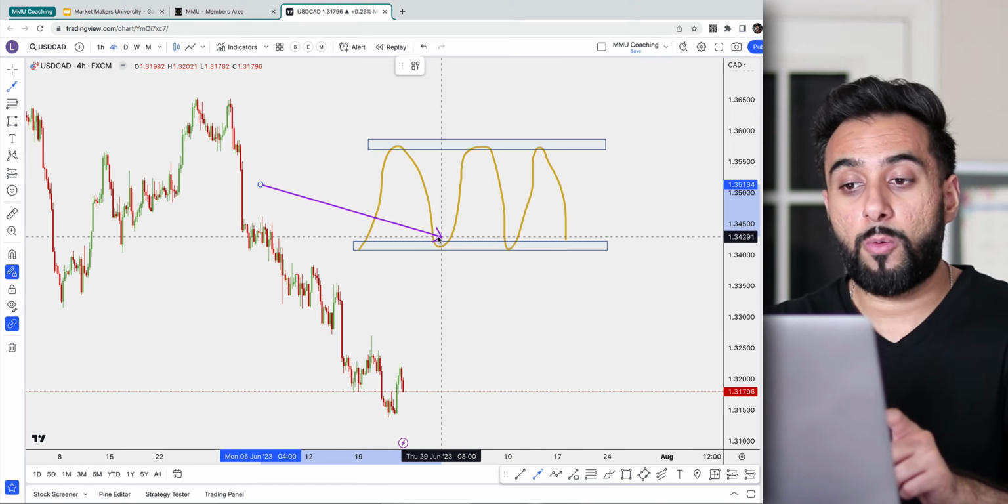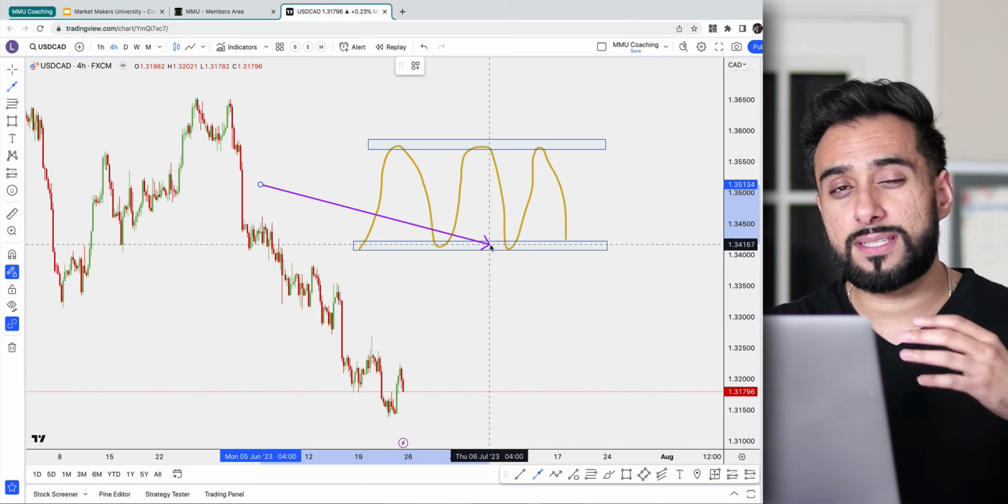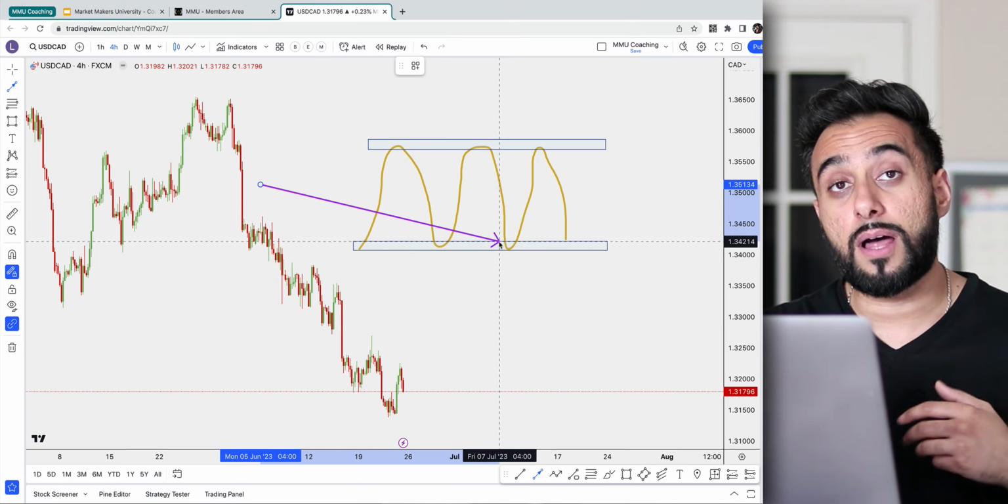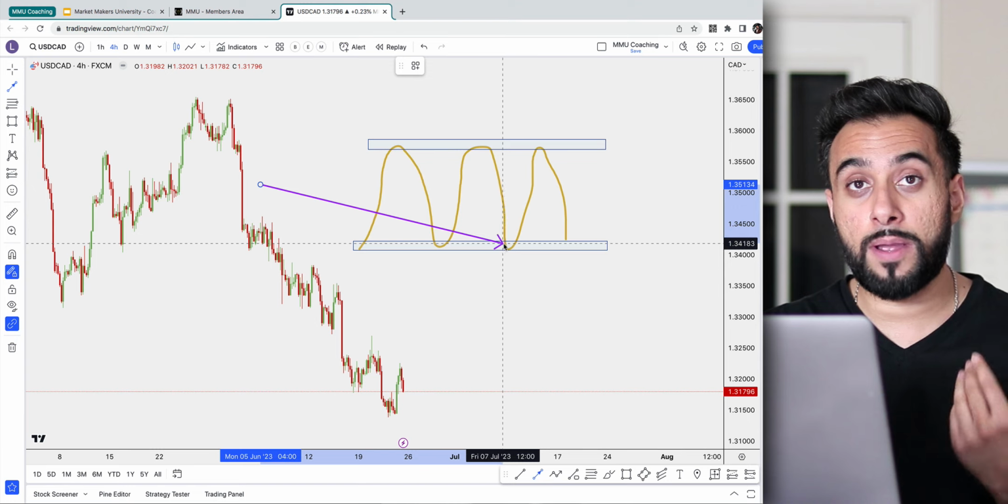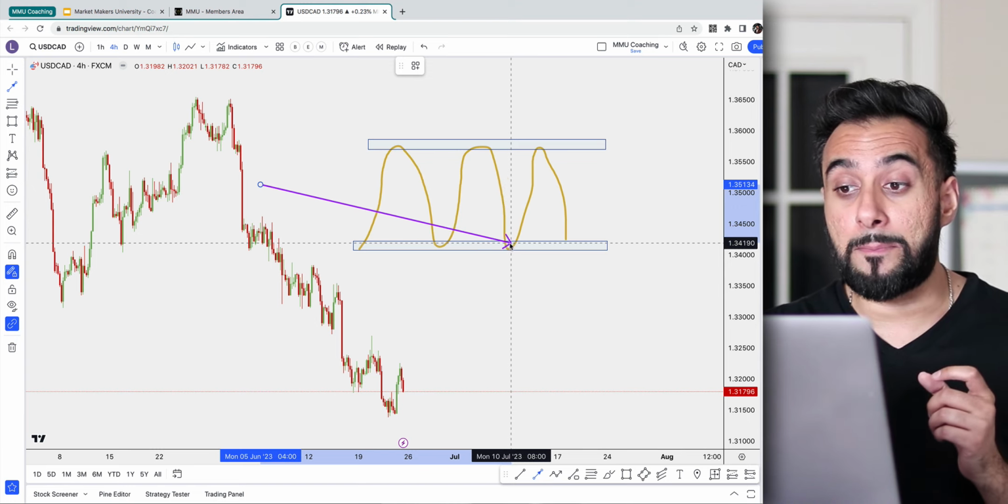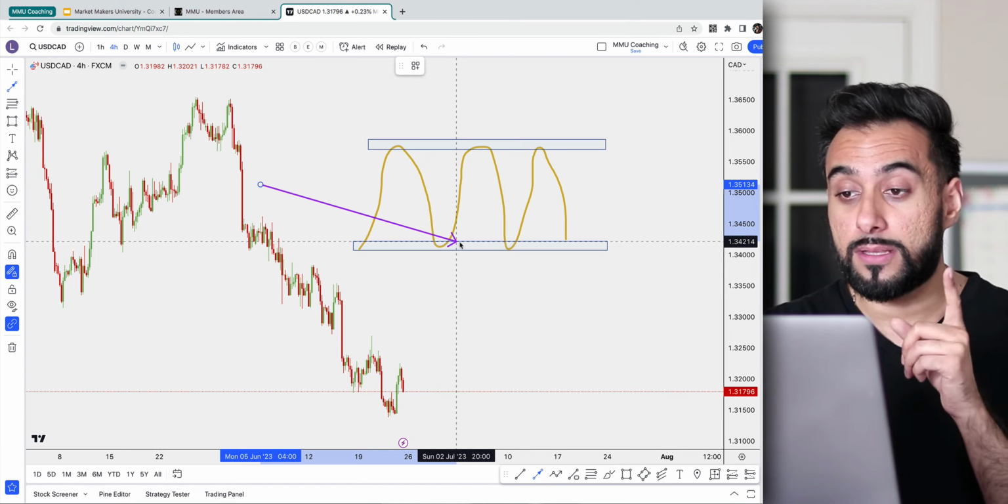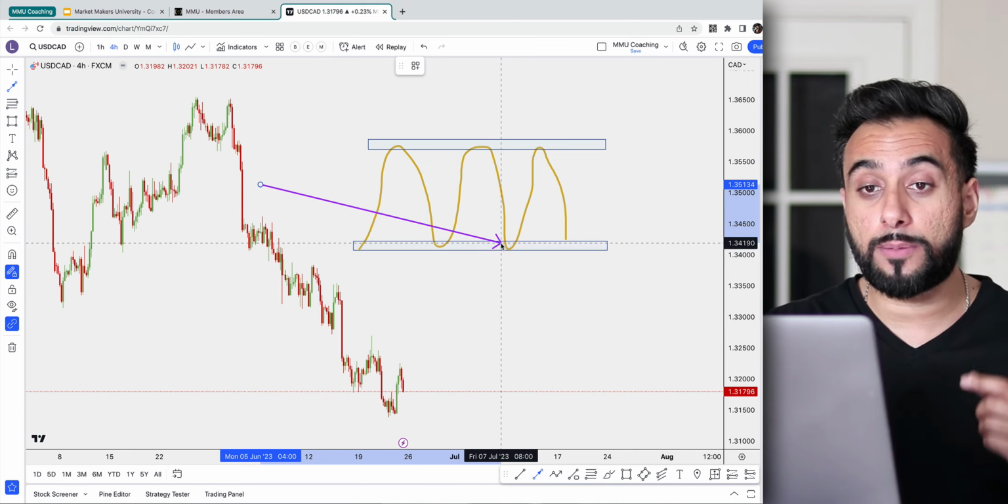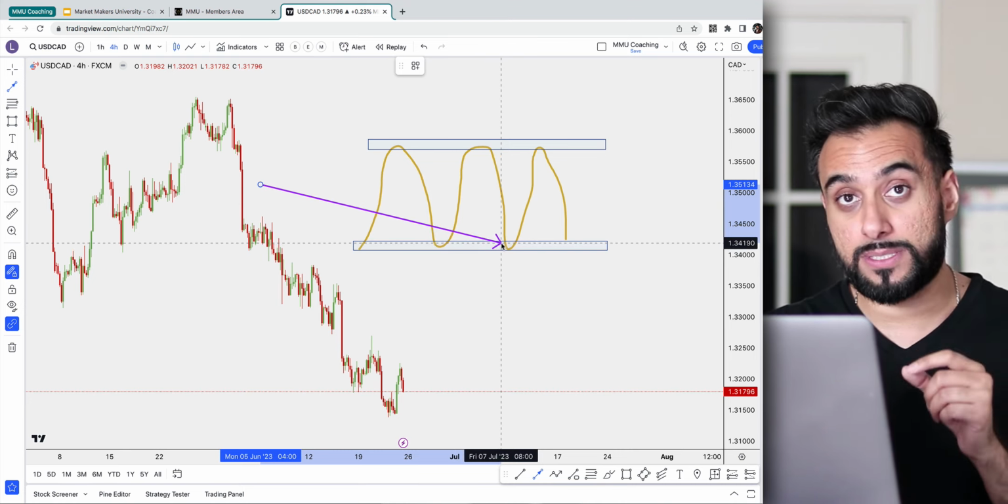So the question is, why do these support areas form? It's the same type of concept, but it's a little bit different. I want you to imagine that there's a lot of buying pressure right here. What do I mean by this? I mean, there's a lot of demand in this area, or in other words, there's a lot of demand at this price point, a lot of buyers in the market looking to purchase at this specific price.